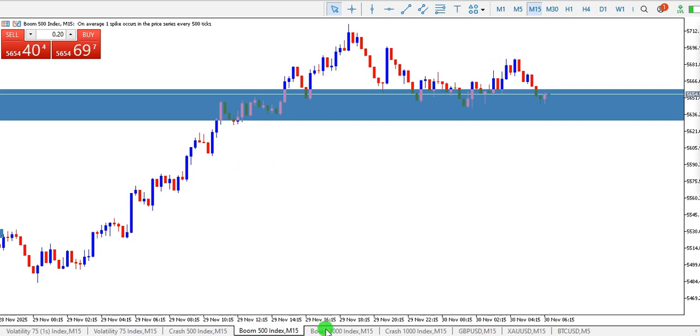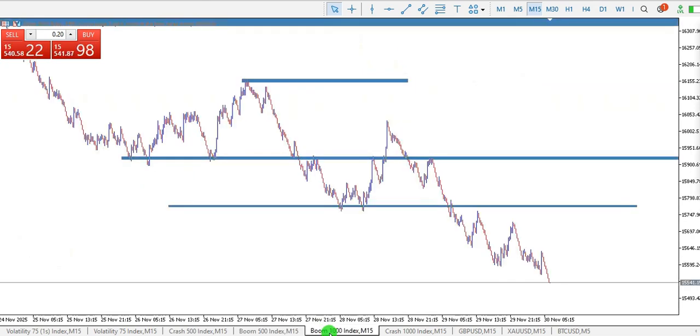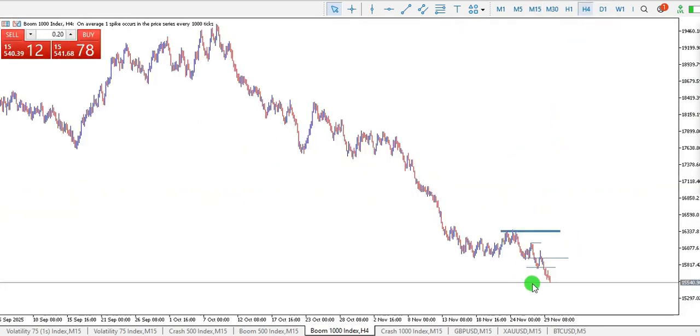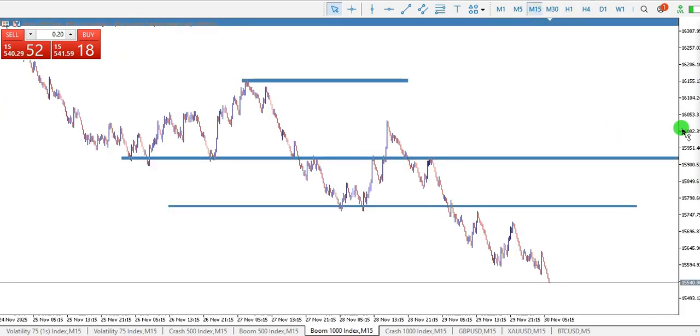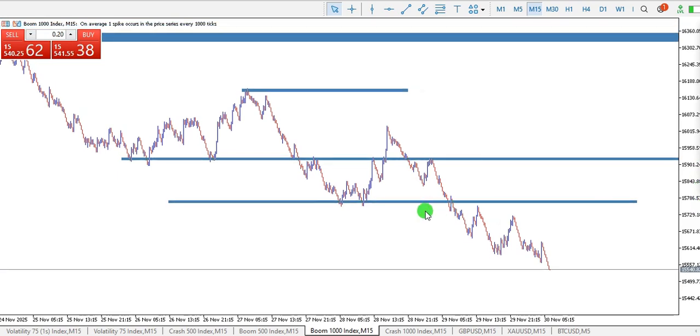Now go to the next one, which is the Boom 1000, the elder brother of Boom 500. Actually, I just love calling them elder brother, like I love calling them siblings. Okay, that's the daily, and this has been bearish and bearish and bearish, and you can see it breaking previous lows and forming new lows. Then let's go to the lower time frame to see what's likely to happen. For now, just leave it, let this market go.